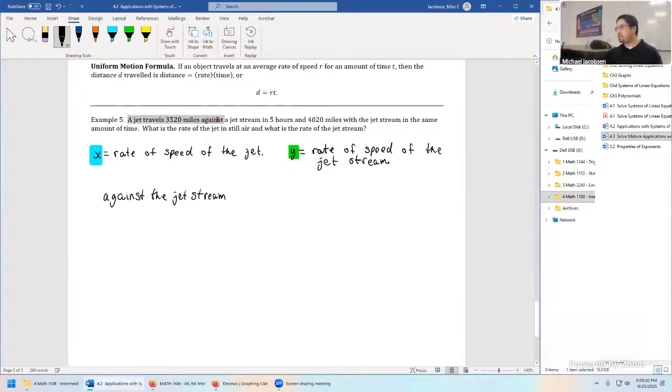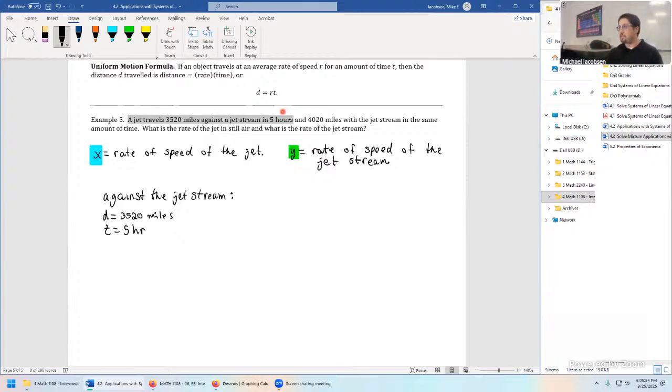And when we're going against the jet stream, we need to tie in all the information that we can discover in this sentence here. Essentially, we're just writing out what was the distance, what was the rate, what was the time. We're told the distance was 3,520 miles. So let's begin there. So D is 3,520 miles. The time was 5 hours. So they just straight out told us. That's nice.